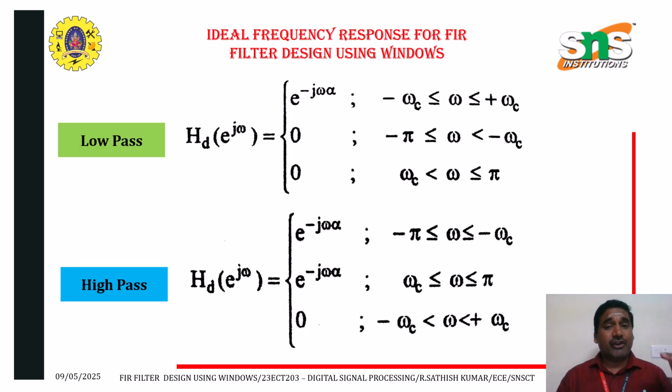This is the ideal frequency response of filter design using windows. For low pass, we can substitute HD of e power j omega is equal to e power minus j omega alpha for minus omega c to plus omega c.